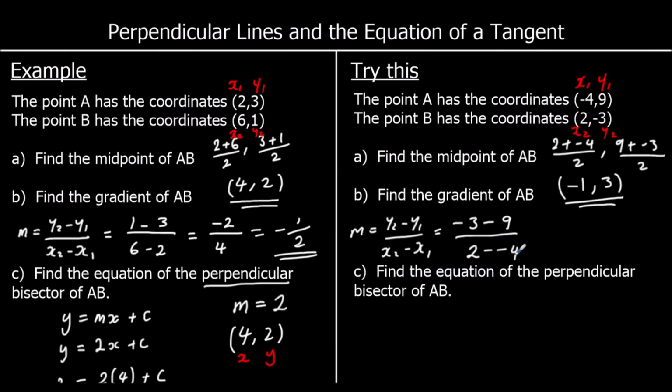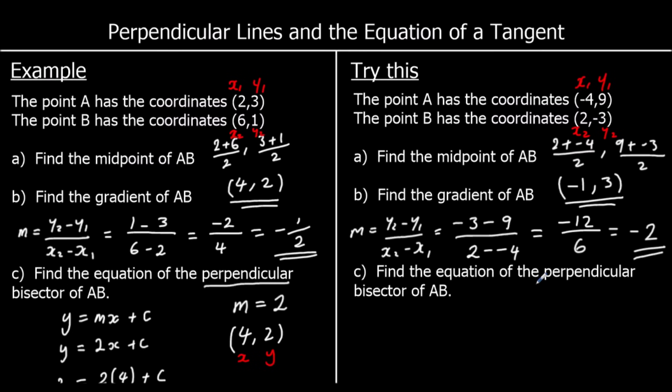away negative 4. So negative 3 minus 9 is negative 12. Positive 2 take away negative 4 is 6. So we've got negative 12 over 6, which is the same as negative 2. So the gradient is negative 2.